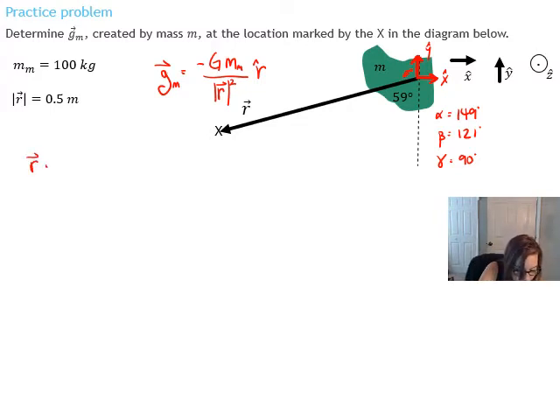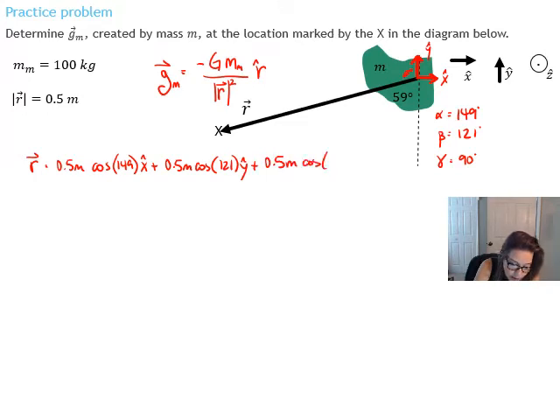So vector r is the norm of vector r times cosine alpha times x hat. So let's plug that in. 0.5 meters, cosine of alpha, which was 149 degrees, times x hat, plus the norm of vector r times cosine beta, which was 121 degrees, all of that times y hat, plus the norm of vector r times the cosine of gamma, which was 90 degrees, times z hat. That's putting a vector into component form using the generic expression for a vector in component form. I just plug in those numbers now, and I can get my vector r in component form.